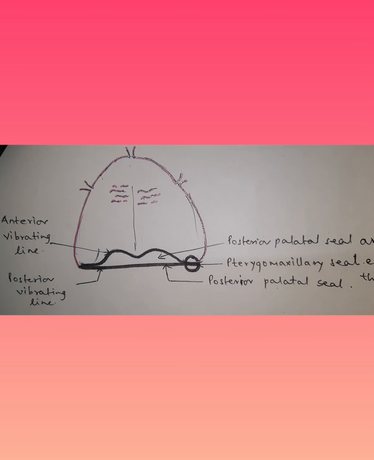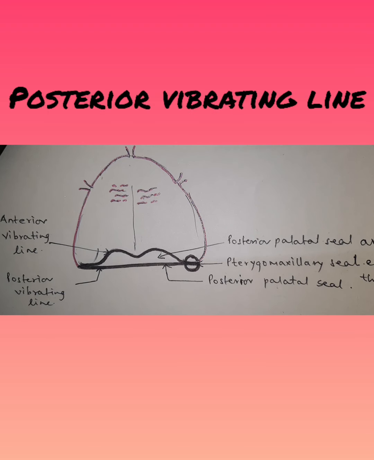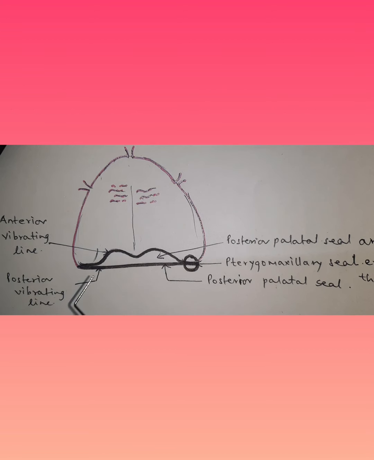Now the next part is the posterior vibrating line. Now what is the posterior vibrating line? The posterior vibrating line is basically an imaginary line at the junction of the aponeurosis of the tensor veli palatini muscle and the muscular portion of the soft palate.